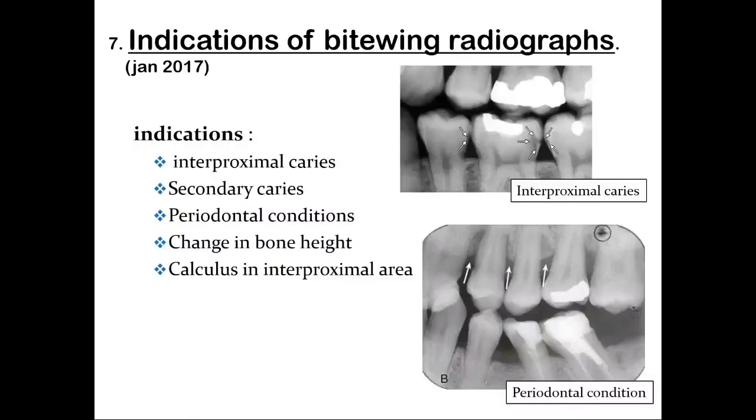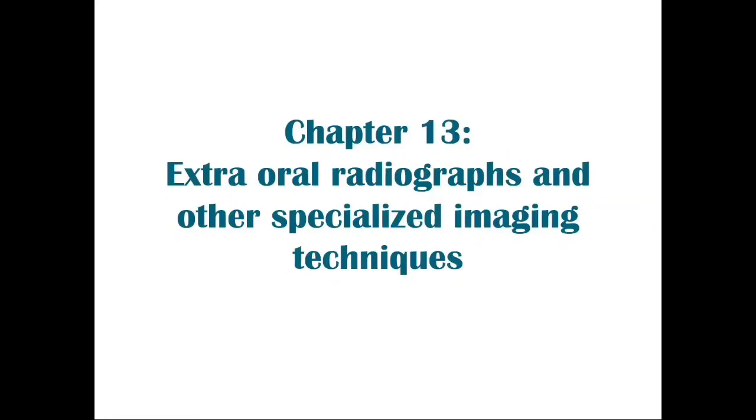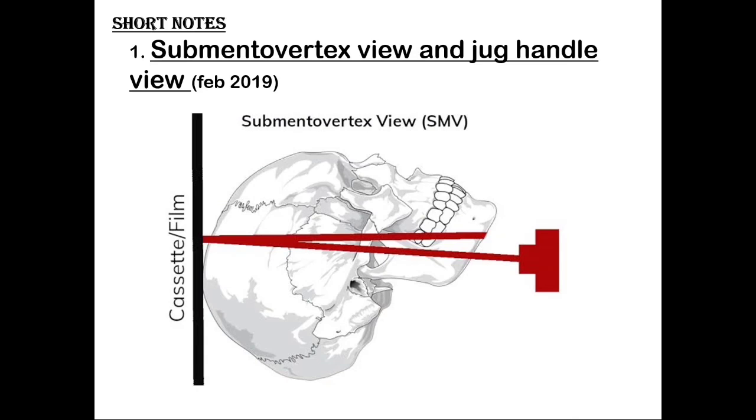So again, the question has been asked about indications of bite-wing radiographs, which I have already explained. Next chapter is about the extraoral radiographs and the other specialized imaging techniques. So the short notes that can be asked in this chapter are the submentovertex view and the jug handle view.